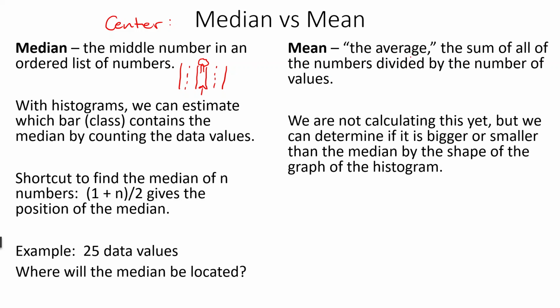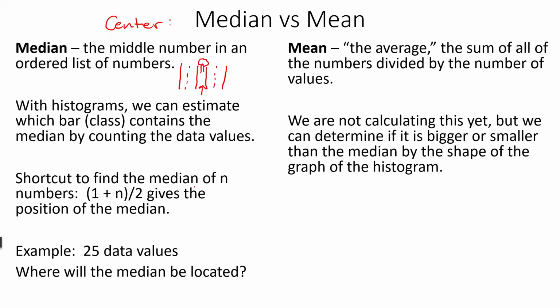The mean is the average. So usually when you think of average, we're doing the mean. We're summing all of the numbers, adding them all up, and dividing by the number of values that we have. All right, we'll go into actually doing this with a list of numbers later. I just want you to know what they are here for the graphs. So with histograms, we can estimate which bar or which class contains the median by counting the data values. So we're just going to find which bar it is in. That's it. We don't have to find exactly what the number is, just where it is.